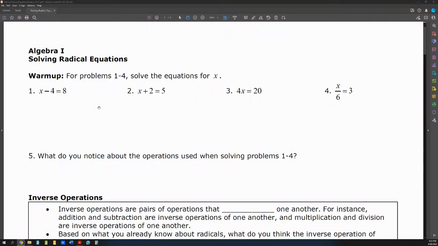Hi everyone. Here we go with the final notes of our unit, which is solving radical equations. Let's begin with questions 1 through 4. We're going to solve each of these equations for x. So number 1, x minus 4 equals 8. In order to solve this, we're going to add 4 to both sides, and we get x is equal to 12.